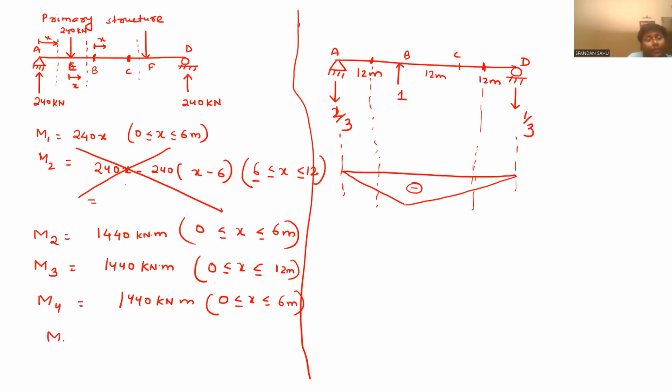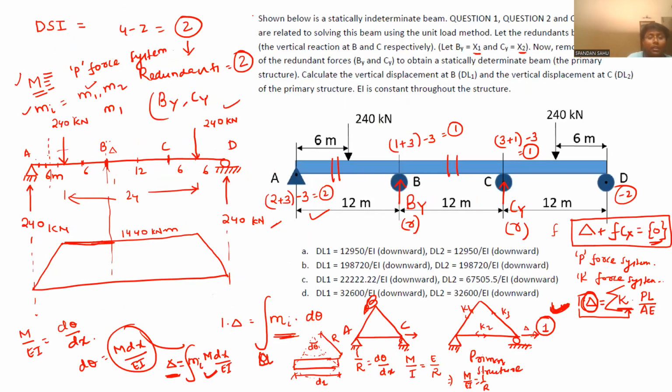This M4 you can write from this side also. If you consider x from here also, the same thing will come, because the bending moment diagram you have drawn from C and F, if you see, your capital M value is constant.